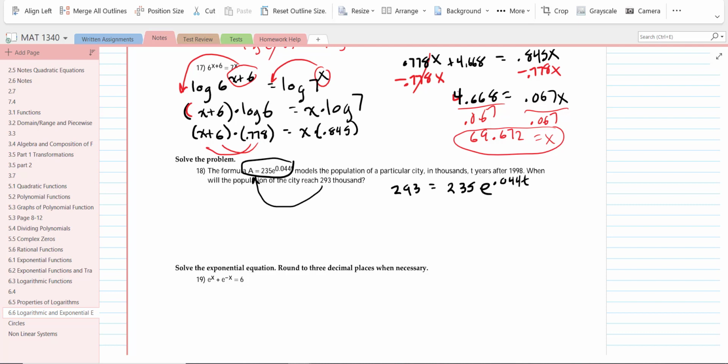Okay, so we're going to solve this equation. You have to use logarithms to do this. You don't want to take a logarithm unless the e is by itself. So this part of the problem right here needs to be by itself before you do the log of both sides. So what do I need to do to get rid of that 235, you think?